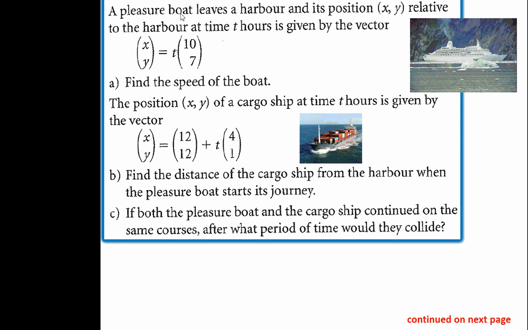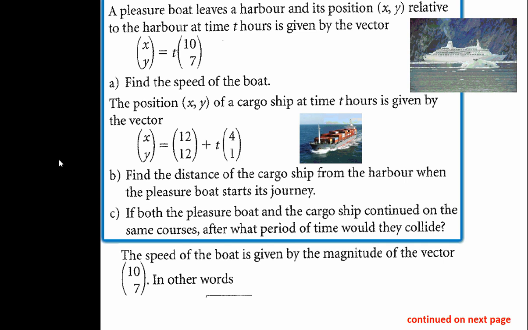So the position xy relative to the harbour at time t is given by this vector. Find the speed of the boat. So first of all, let's just do part A, the speed of the boat, and then we'll deal with the rest later.